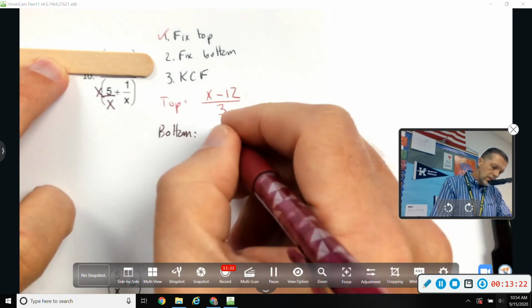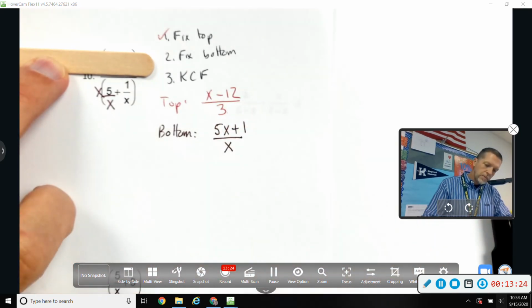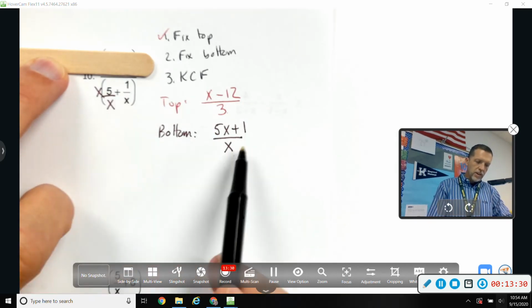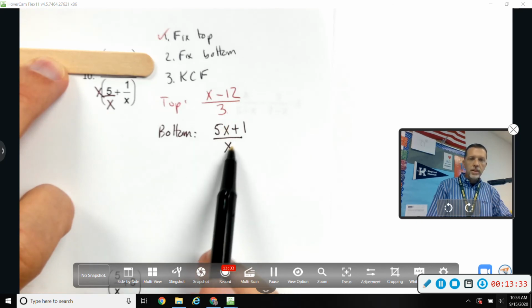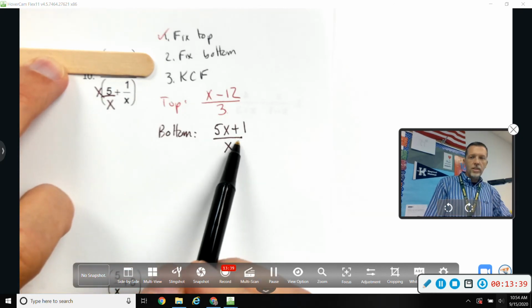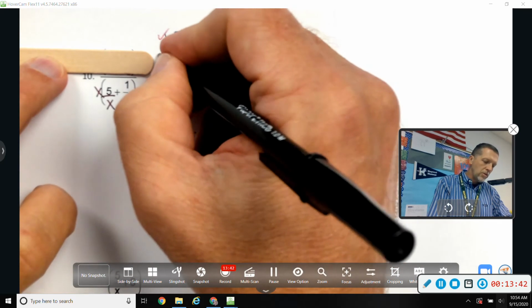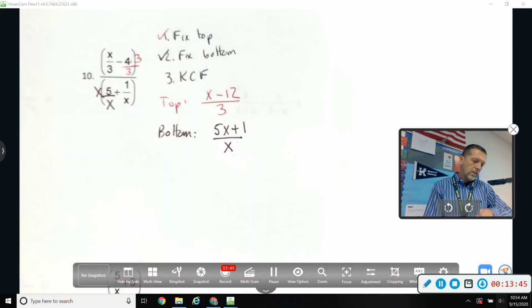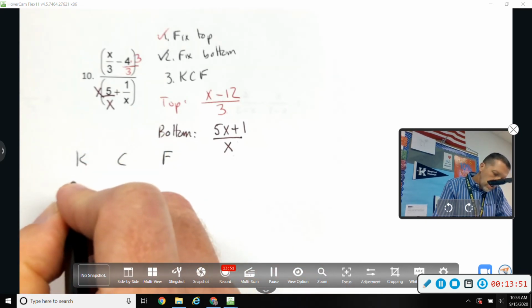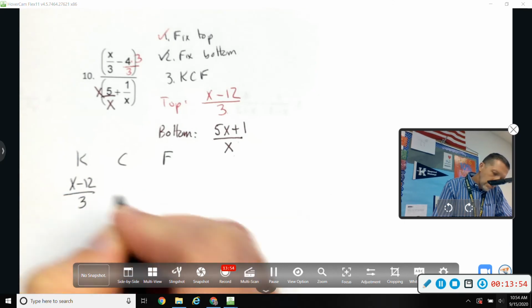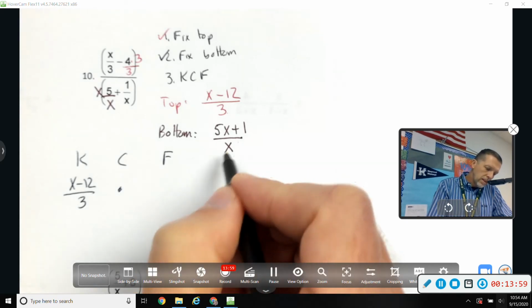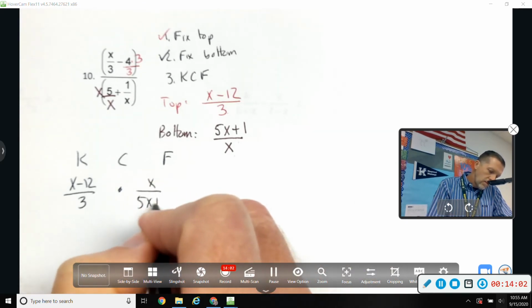My numerator is 5x plus 1. 5x plus 1 over x is the same thing as 5 plus 1 over x, right? Because you could divide the x into this one, but not into that one. So this is the same thing as this, but now it's in one fraction. So now we're sort of eligible to use keep it, change it, flip it. So fix the top, fix the bottom, and now we can do keep it, change it, flip it. So keep it, x minus 12 over 3. Change it to multiplication. Flip it, so x over 5x plus 1.